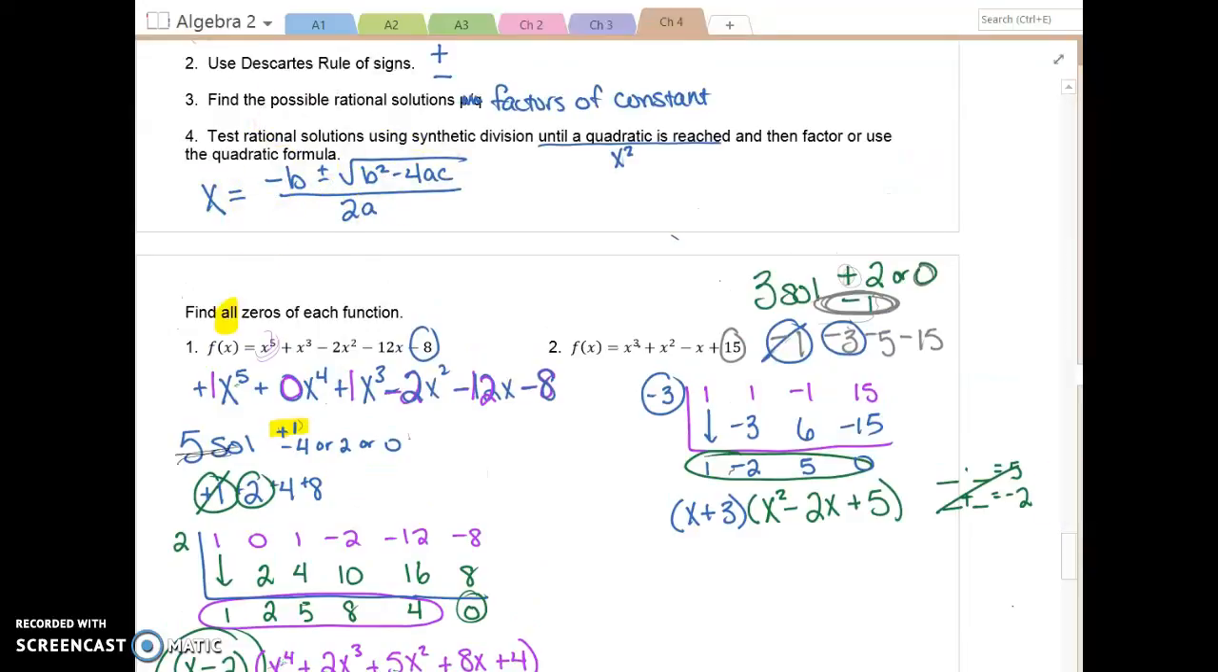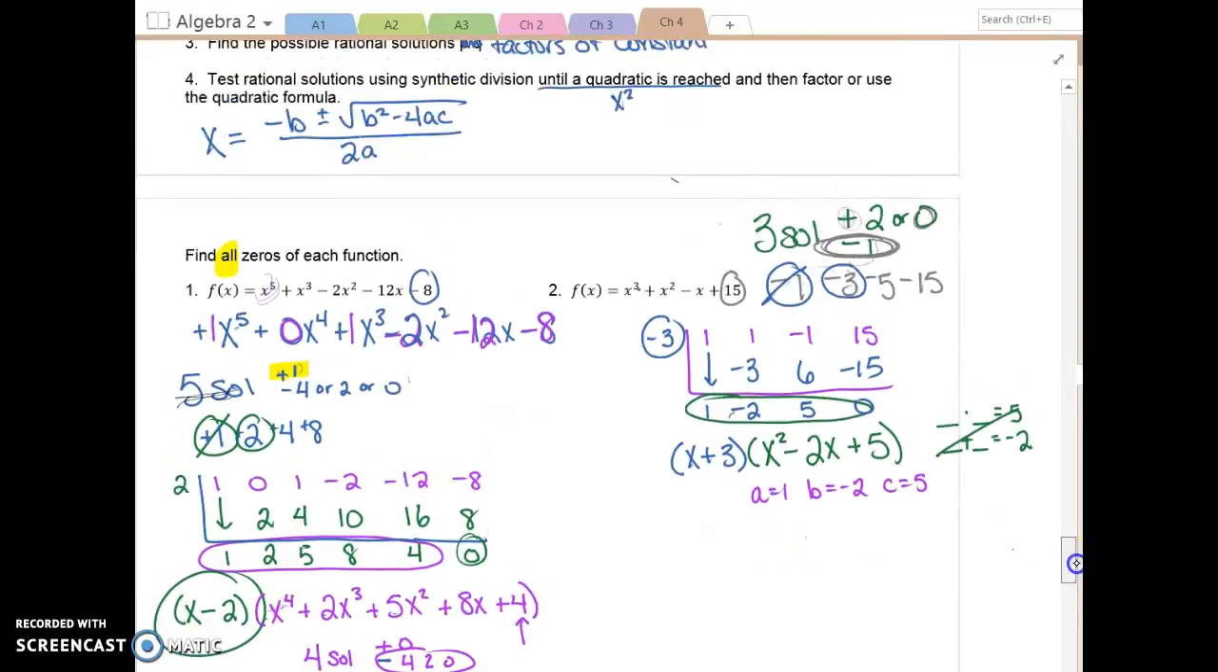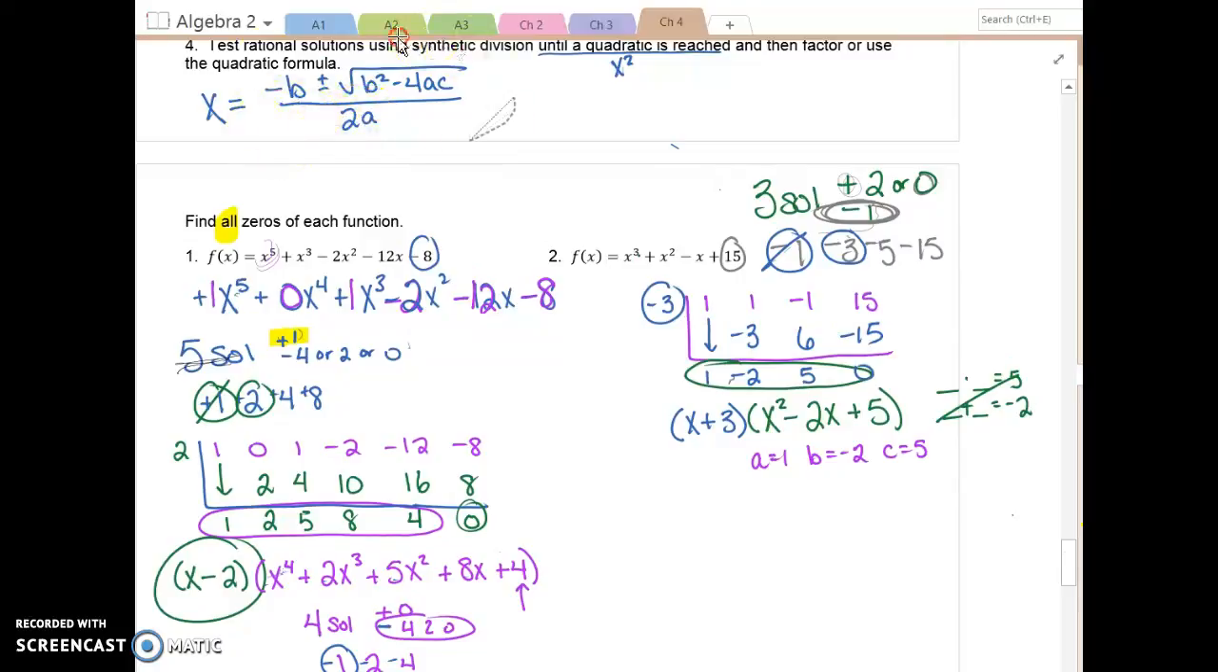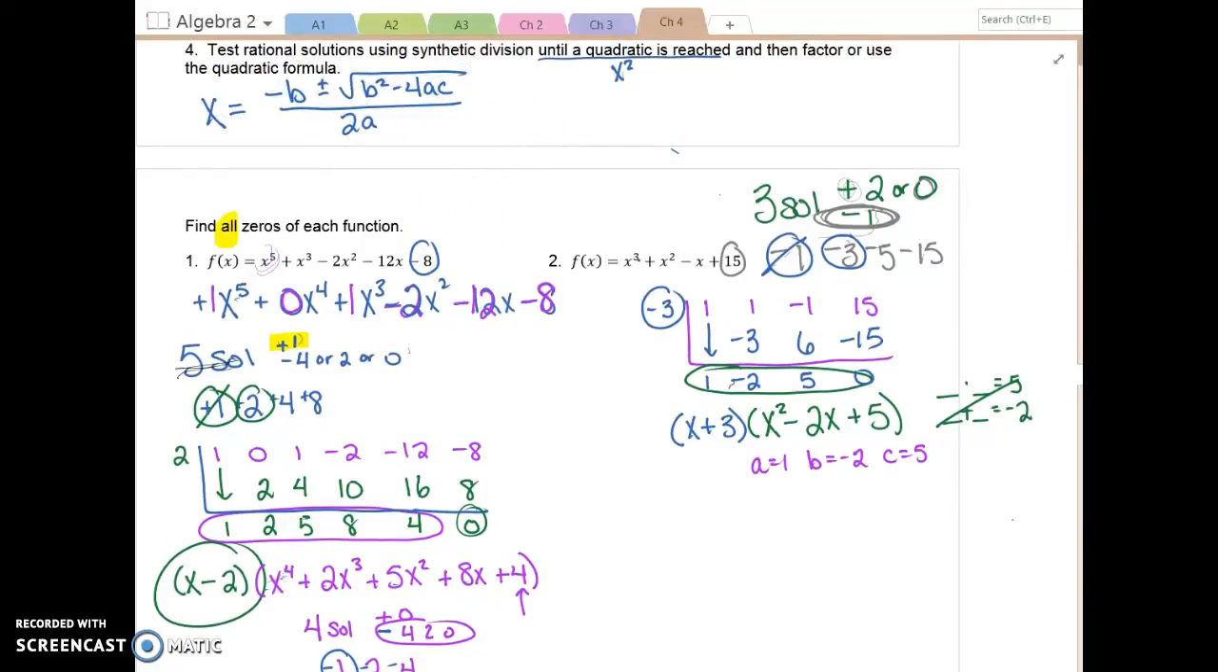So here's that quadratic formula. Your a value is 1. Your b value is negative 2. Your c value is 5. You need to plug it into the quadratic formula, which is right up here on your screen. So, x equals the opposite of b plus or minus the square root of b squared minus 4 times a times c all over 2 times a.